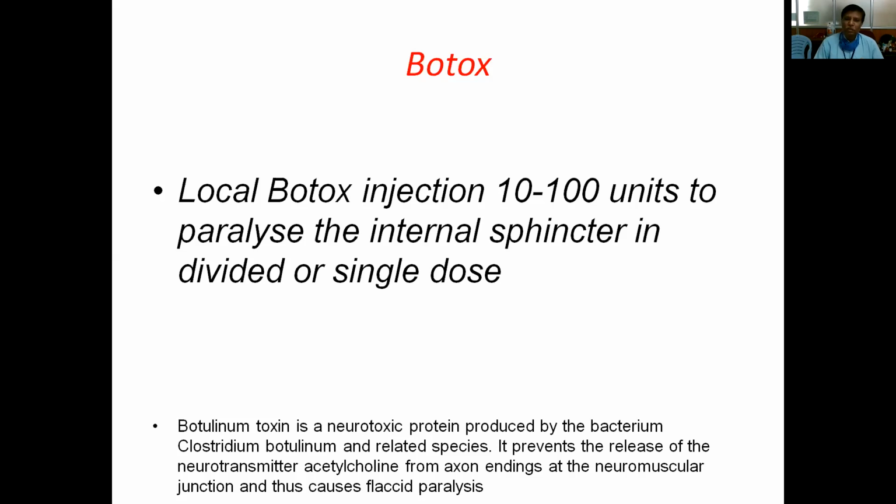Inject the local Botox injection, 10 to 100 units, into the sphincter muscle to paralyze it. So this paralysis will stay there for a long time. Of course, the muscle will recover spontaneously. It takes a long time, at least 6 months for recovery. So by that time, the ulcer will be healed. So if the regular conservative treatments are not helpful, you can go for local Botox injections, which may help you to heal the ulcer.